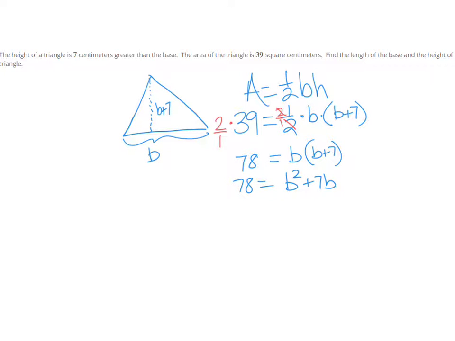All right, looks like this one's a quadratic because you have the B squared, so let's make it equal 0. I do like to keep the B squared positive. So I don't want to bring things to the left. I want to leave this where it's at. I'm going to bring the 78 over here. It doesn't really matter which way you're going as long as you get it all on the same side. So what I end up with is B squared plus 7B minus 78, all of that on one side, and it equals 0. And I put my equals 0 on the right. I could have put it on the left.